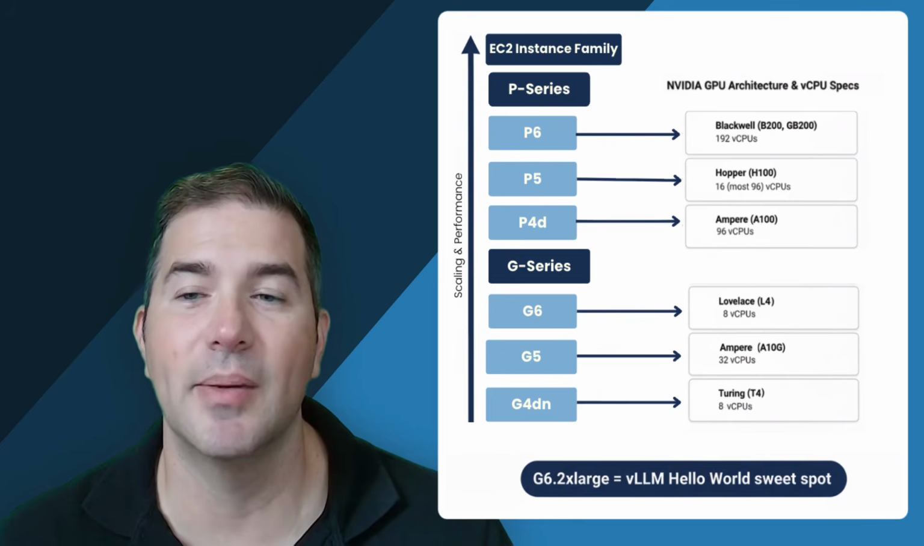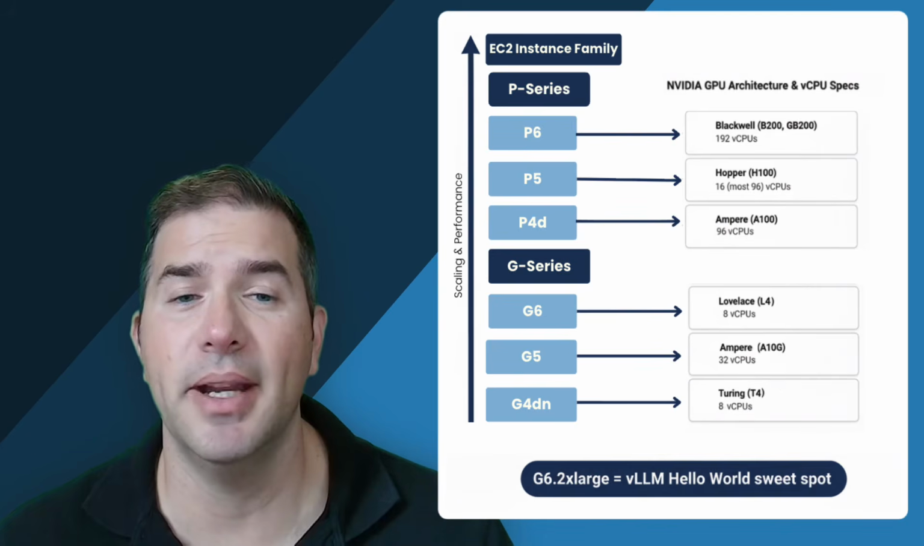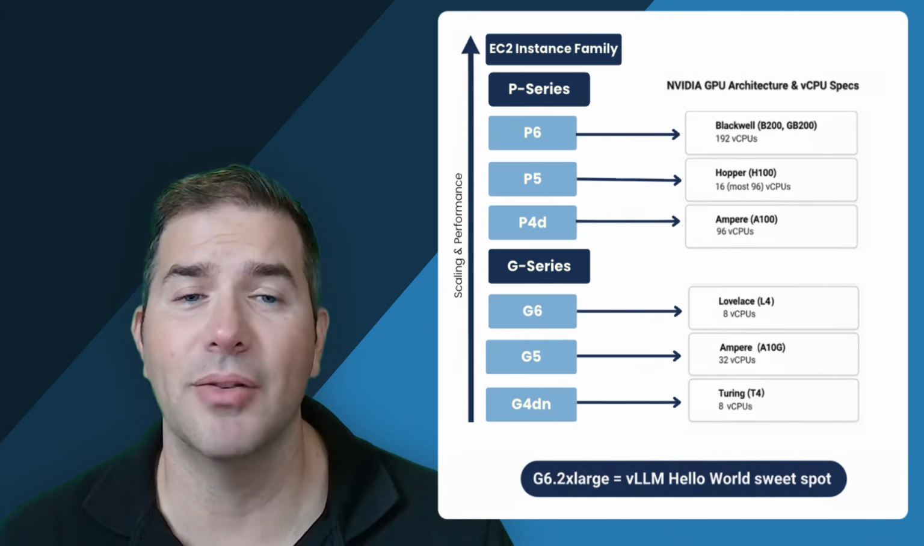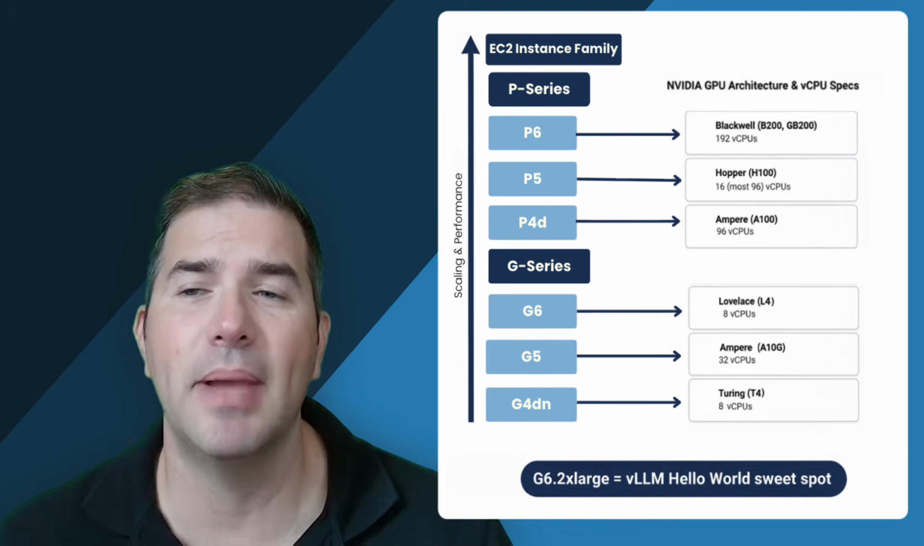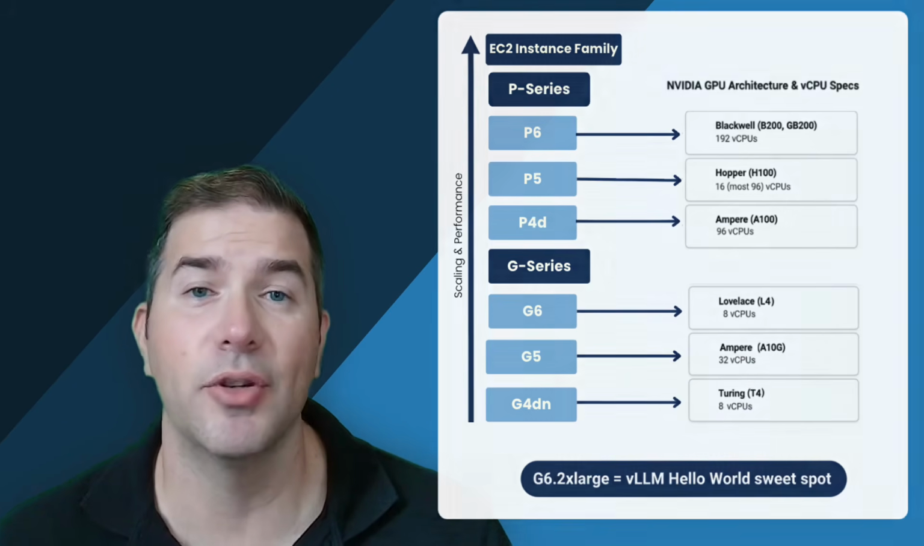The sweet spot is the G6 2xlarge instance size. This instance size comes with an NVIDIA L4 GPU, which has 24 gigs of VRAM, enough to run powerful models like Llama 3 8B or Mistral 7B. It's the perfect balance of performance and cost for just getting started. All right, so now let's go and kick this off.